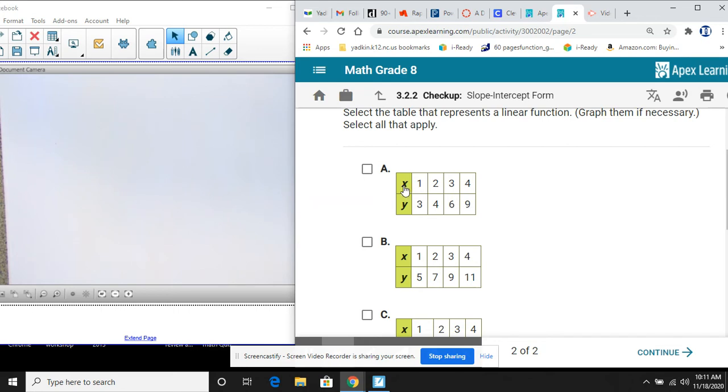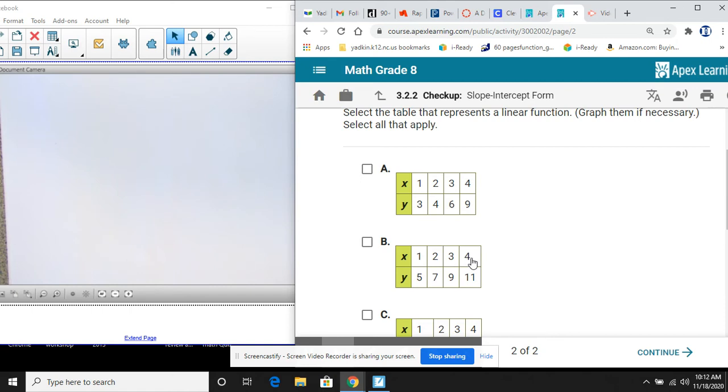So the x's go up 1, 2, 3, 4. That's constant, same every time they go up by 1. The y's from 3 to 4, that goes up 1. From 4 to 6, that goes up 2. From 6 to 9, that goes up 3. So no, that's not a constant change. This is not linear. It's a function, but it's not a linear function. It's not a line if you were to graph it.